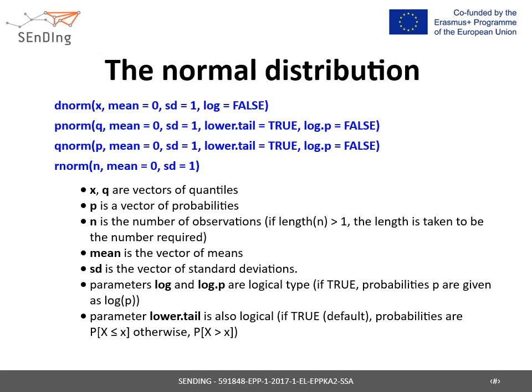In addition, each probability function has parameters specific to that distribution. For example, rnorm(100, mean = 50, sd = 10) generates 100 random deviates from a normal distribution with mean 50 and standard deviation 10.